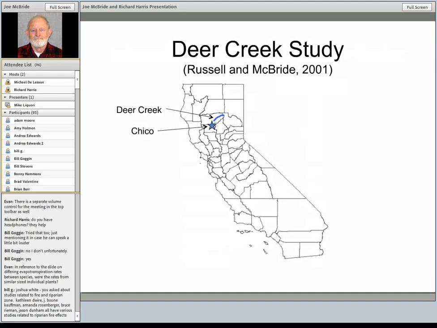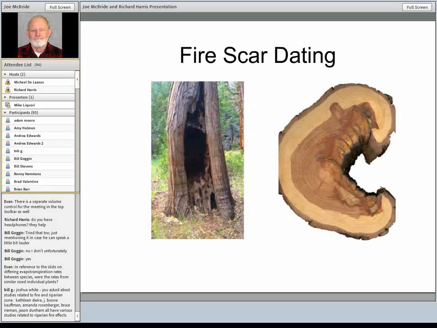Another study shown in the next slide was conducted along Deer Creek above Chico, California. And the next slide illustrates a fire scar. In this study, we collected fire scar material to date the number of years since the last fire that had burned in the riparian zone. We did this by counting the tree rings into that first scar.